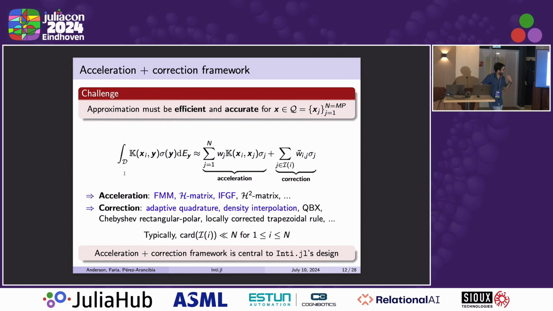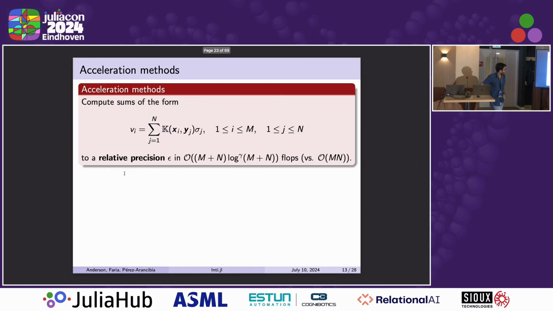We want to be able to plug in different types of acceleration and different types of corrections, okay, because in some applications, you're better off doing one or the other. So what are acceleration methods? They're just very clever algorithms, usually tree-based algorithms, for computing sums of this type for some well-known kernels. They rely on some analytic properties of these kernels. The important point is that they're able to compute these sums.